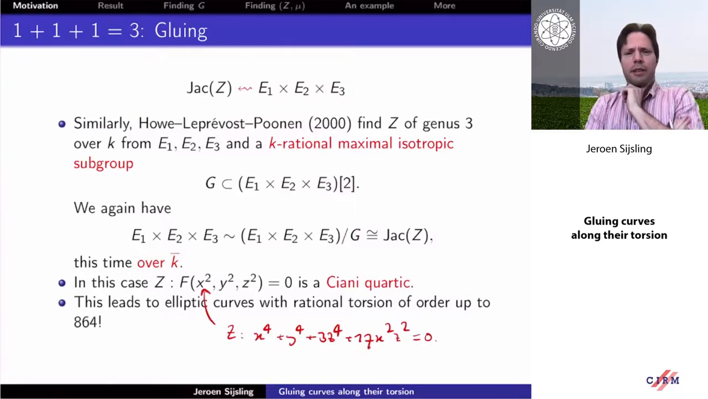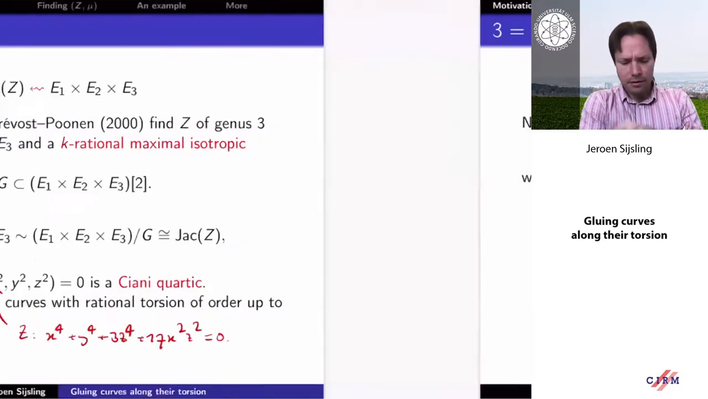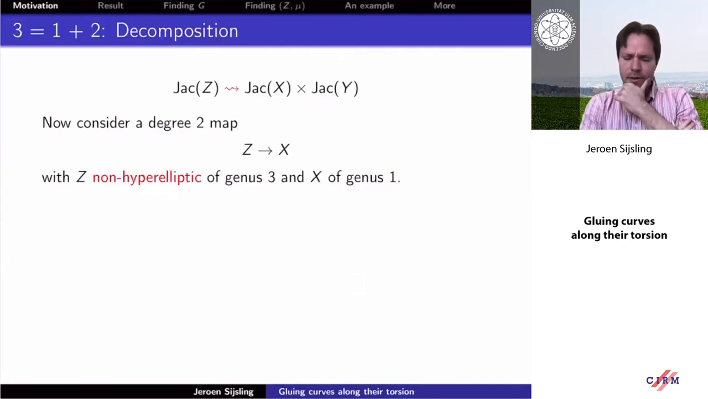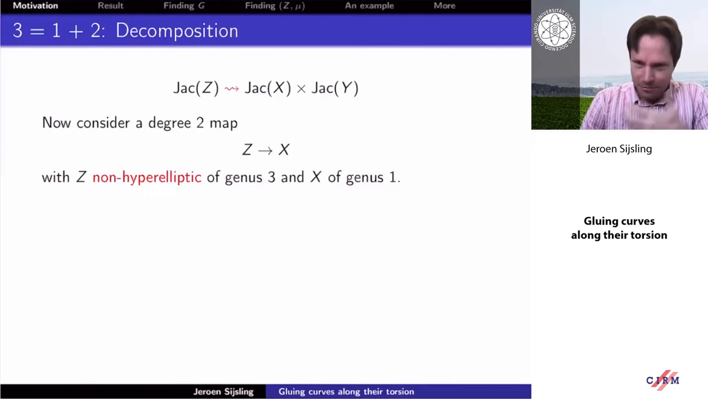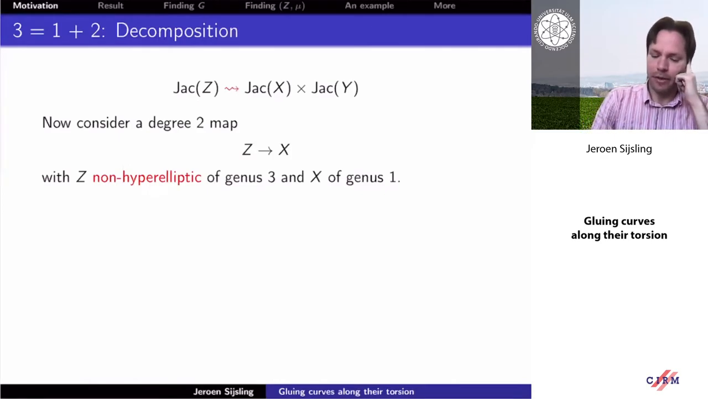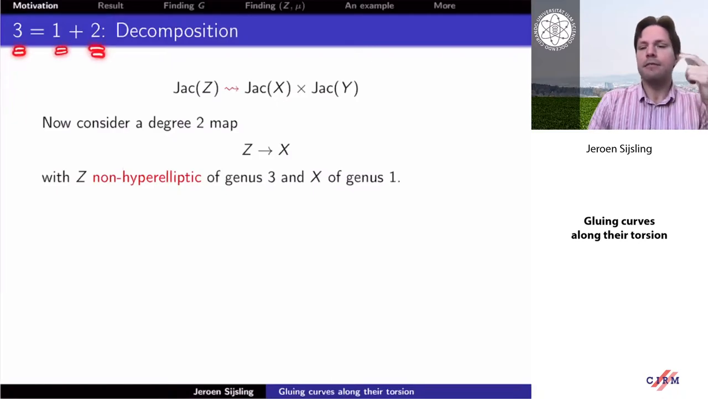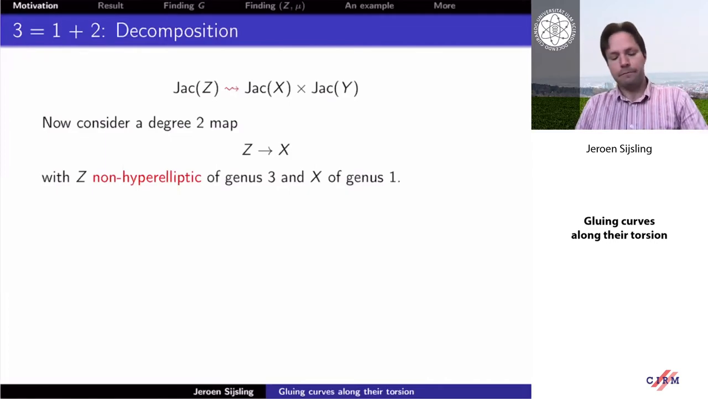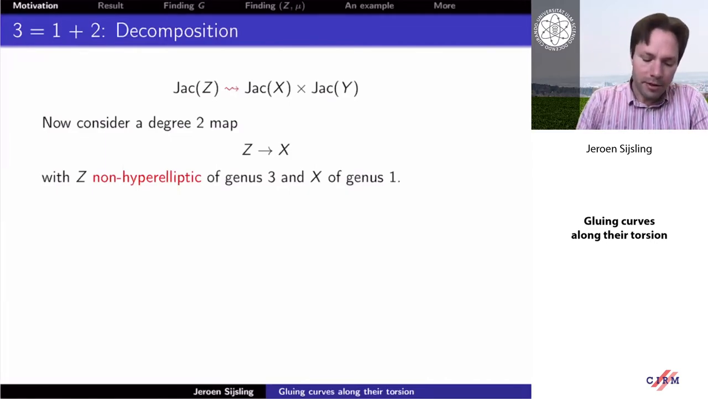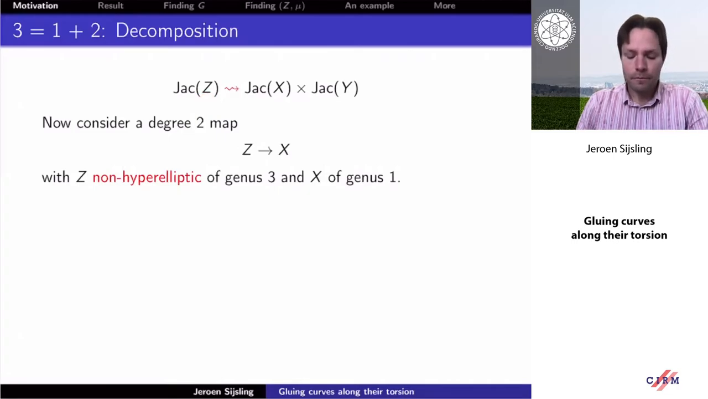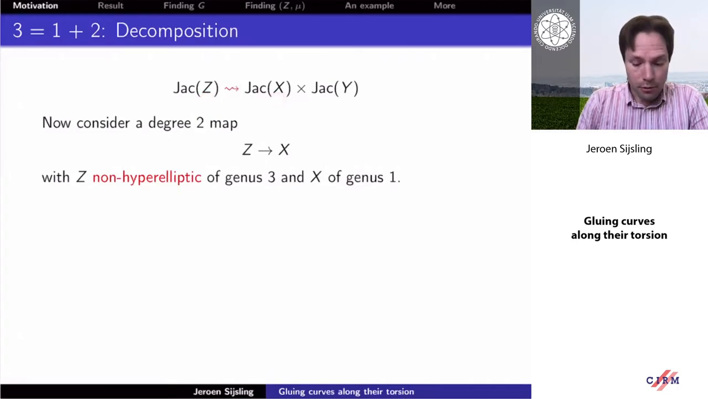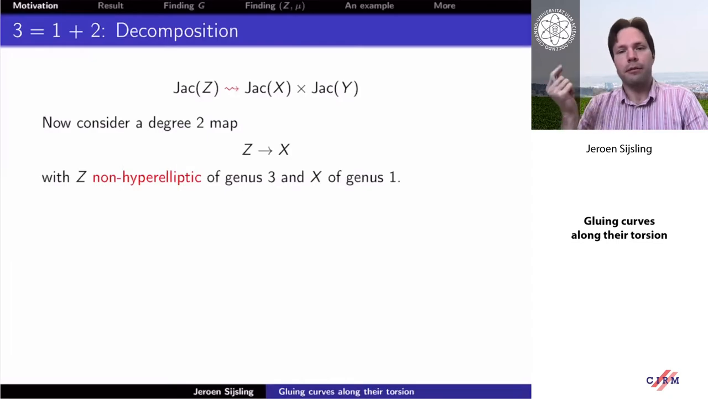Okay, so that's gluing elliptic curves together. What about an elliptic curve and a genus 2 curve? Well, in fact, that's why I said 1 plus 2 is equal to 3 at the beginning. Let's first do 3 is equal to 1 plus 2. That is to say, let's first go the other way. We start with a genus 3 curve Z. We try to decompose its Jacobian as a product of other Jacobians.